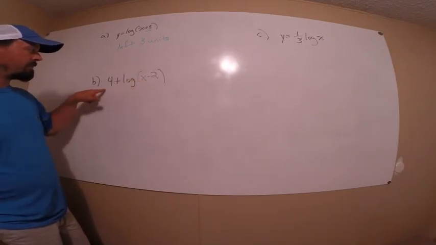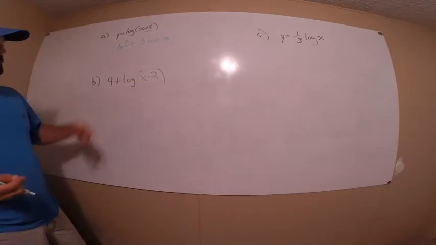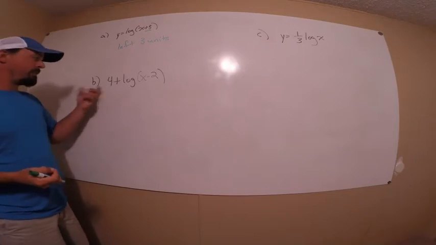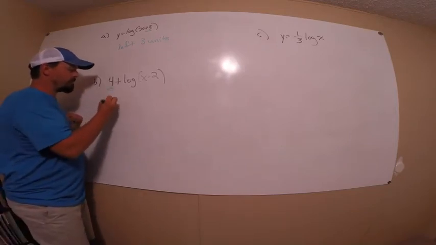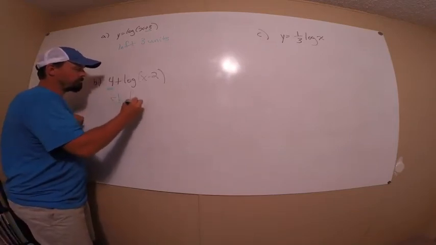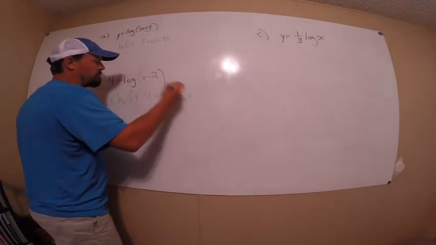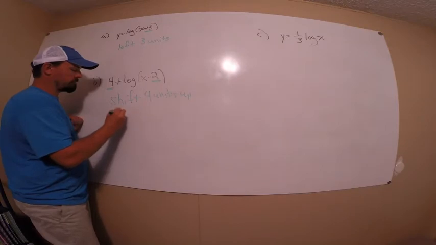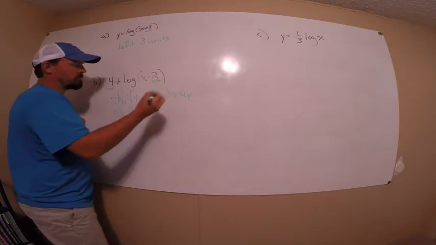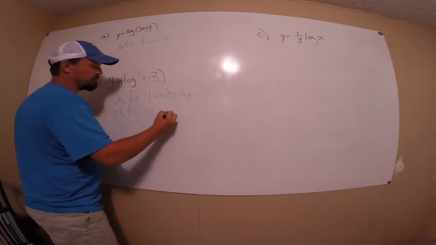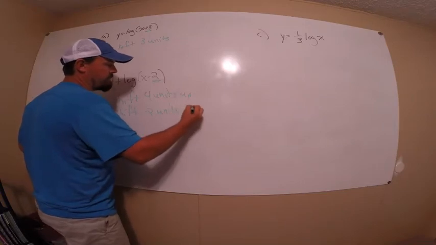Easy enough. Here, we've got 2 shifts. We've got a shift on the inside and a shift on the outside. Shift on the outside is either up or down. It's positive, so it goes up. So we're going to shift 4 units up. And we're going to shift 2 units right.